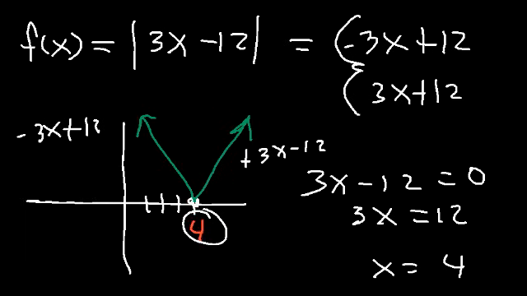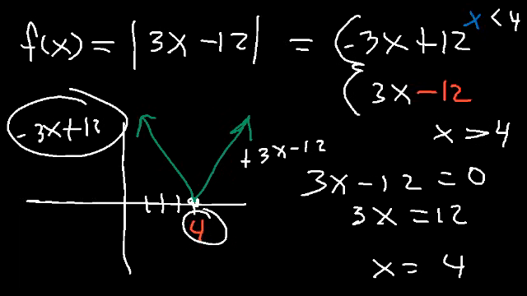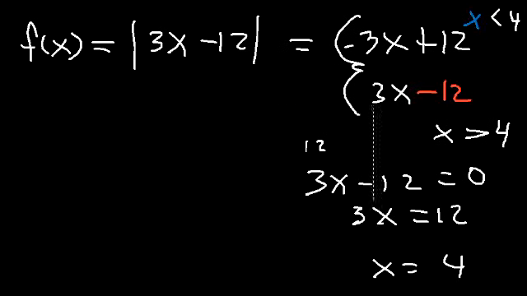So when x is greater than 4, it's positive 3x plus 12. Well, actually, I mean 3x minus 12. I forgot the negative sign. So that's when x is greater than 4. And when x is less than 4, we have the left side of the absolute value. It's negative 3x plus 12. So now let's go ahead and find the first derivative.